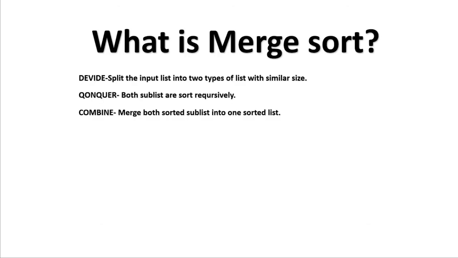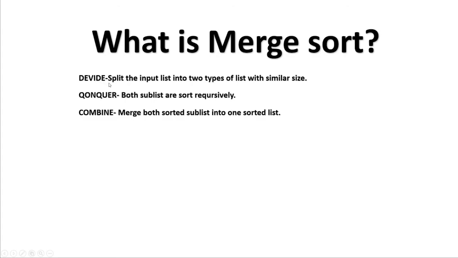What is merge sort? Merge sort is one of the fastest methods to sort data, especially for a large data set. Merge sort is a divide and conquer algorithm.